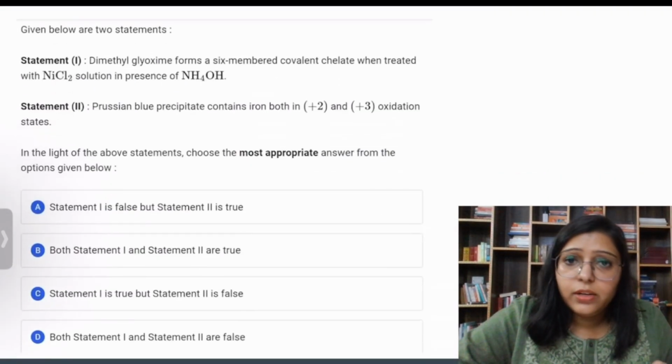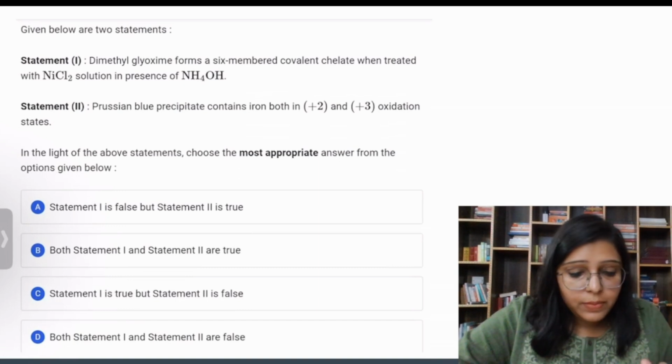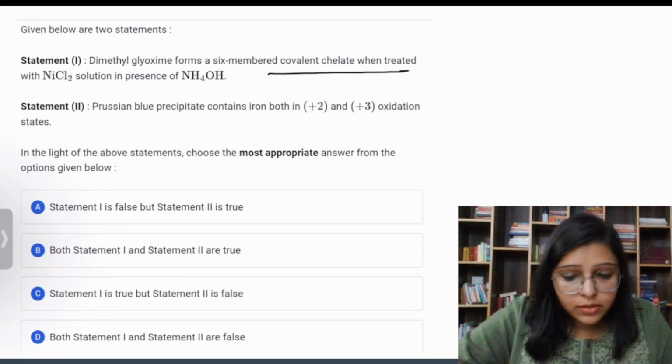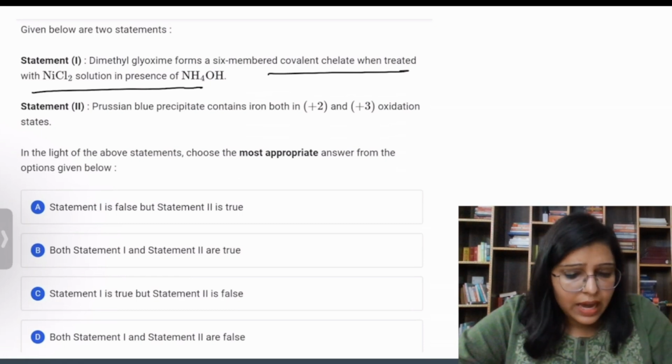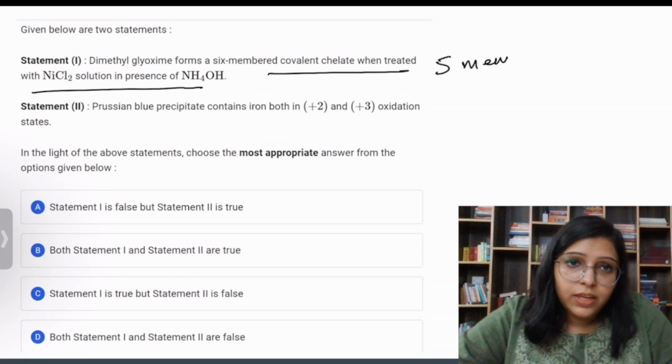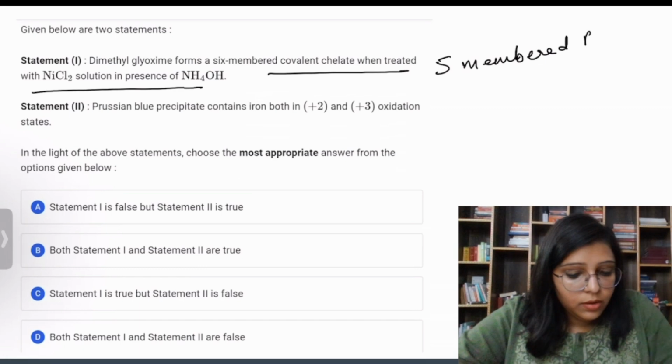Given below are two statements. Dimethylglyoxime forms a six-membered covalent chelate when treated with NiCl2 solution in presence of ammonium hydroxide. This is not true. We can have the five-membered ring over here.